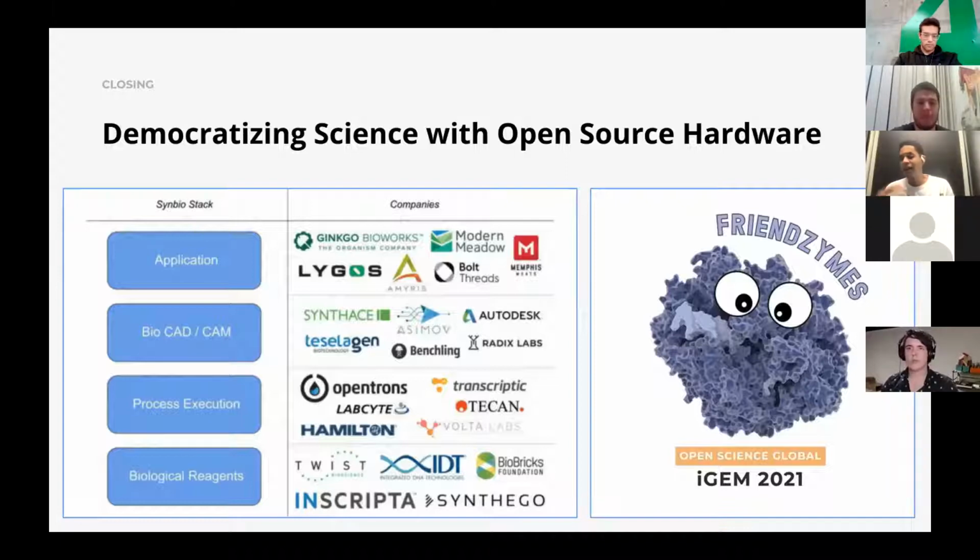But I'm really interested in what Friendzymes is doing, and I'm really excited because, to me, it actually covers the entire SynBio stack there, with the reagents, the execution, the software, and then the actual application. So I think this is really the start of something quite epic. And I'm actually not aware of any other project of this nature. So really excited to see how this all turns out, and happy to contribute in any way I can. So I think I'm at about time.